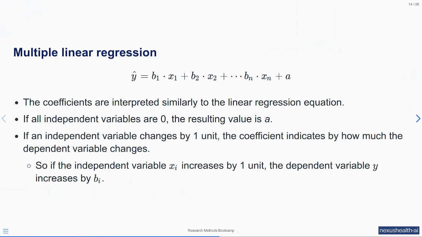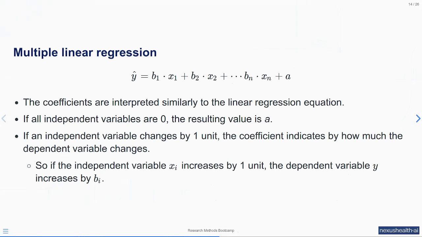And so if we look at the equation for a multiple linear regression, it's kind of similar to the one we saw for simple linear regression. However, it has more terms in it. So we have y hat equals b1 times x1 plus b2 times x2, and so on to the nth term, plus a, which is our intercept.